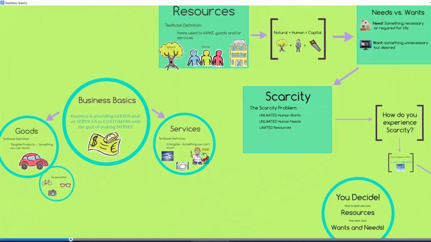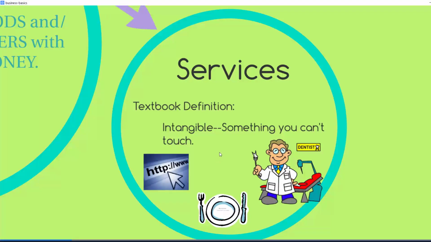All right, so services, the textbook definition is intangible, something you can't touch. It's something people do for you. You pay someone to do that, either because you don't want to, or you don't know how, or you can't do it for yourself. Like a dentist may know how to pull a tooth, but they're going to hire someone to pull out their tooth because they can't pull out their own tooth, right?